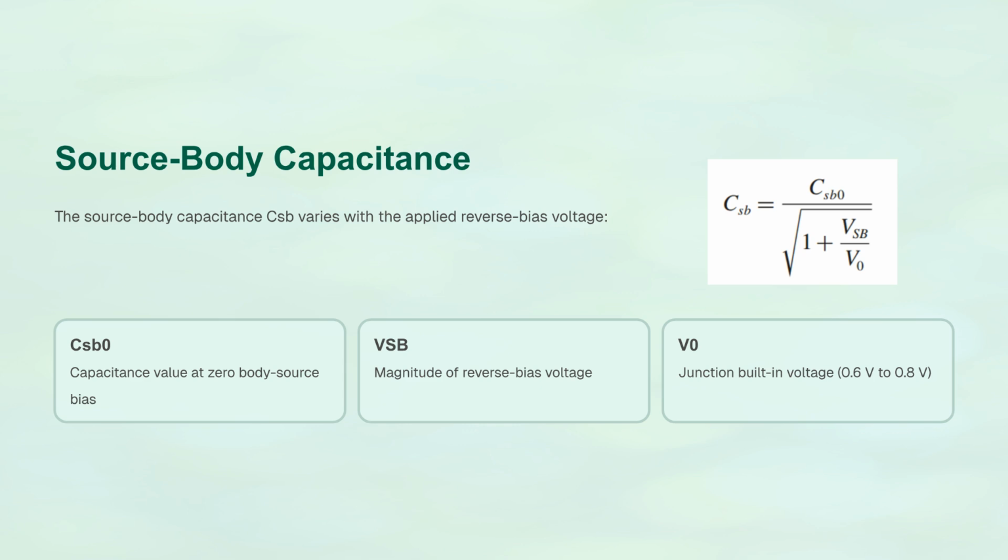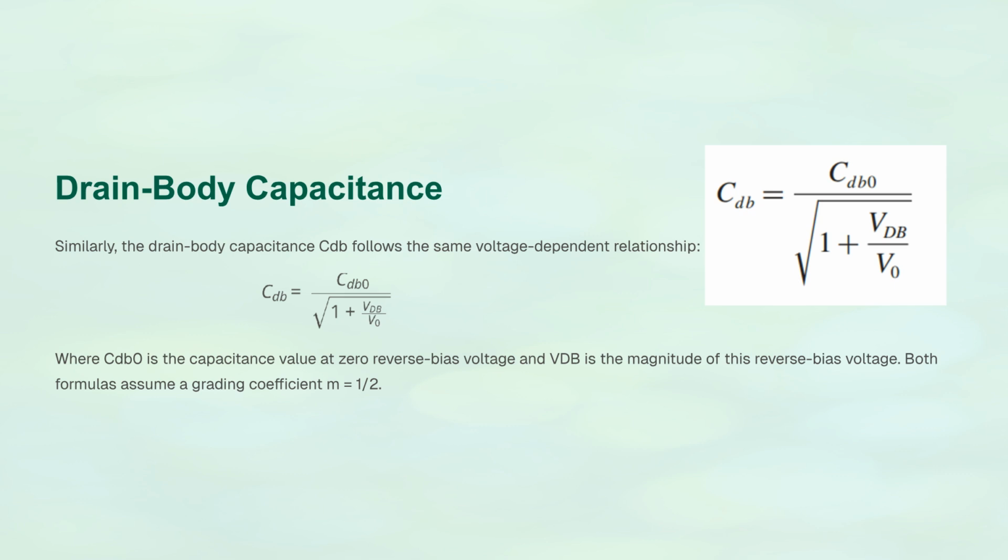The formula shows its dependence on the zero-bias capacitance, CSB0, the reverse bias voltage, VSB, and the junction built-in voltage, V0. The drain-body capacitance, CDB, follows the same voltage-dependent relationship. The formula uses CDB0, the zero-bias capacitance, and VDB, the magnitude of the reverse bias voltage. These formulas typically assume a grading coefficient of 1/2.